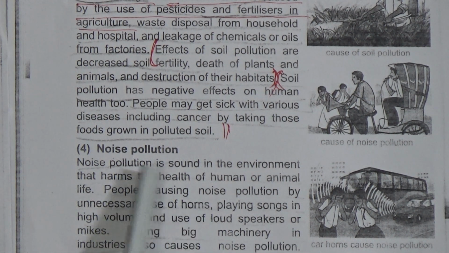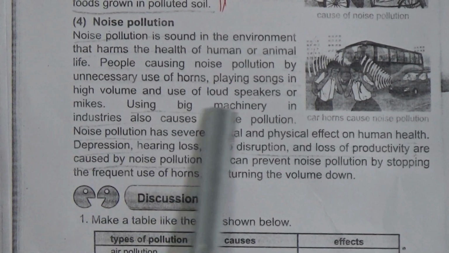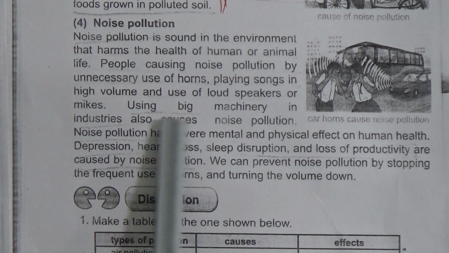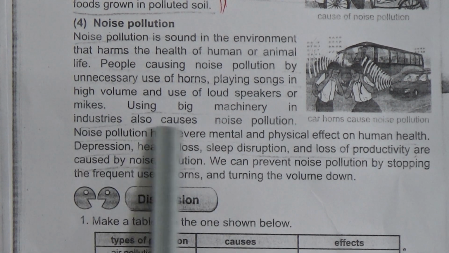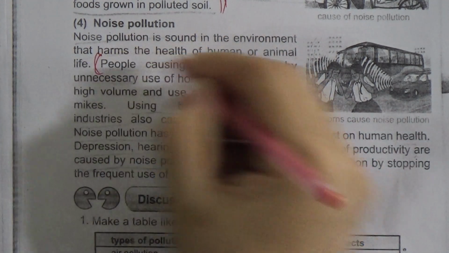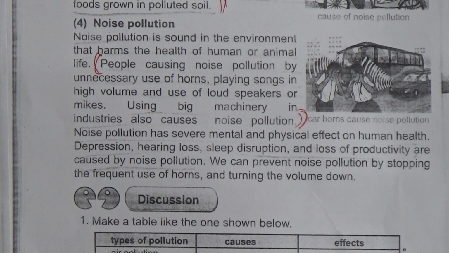Now come to next topic, noise pollution. Noise pollution is sound in the environment that harms the health of human or animal life. People cause noise pollution by unnecessary use of horns, playing songs in high volume, and use of loudspeakers or mics. Machinery in industries also causes noise pollution. So my dear students, this is a short question answer. What are the causes of noise pollution?